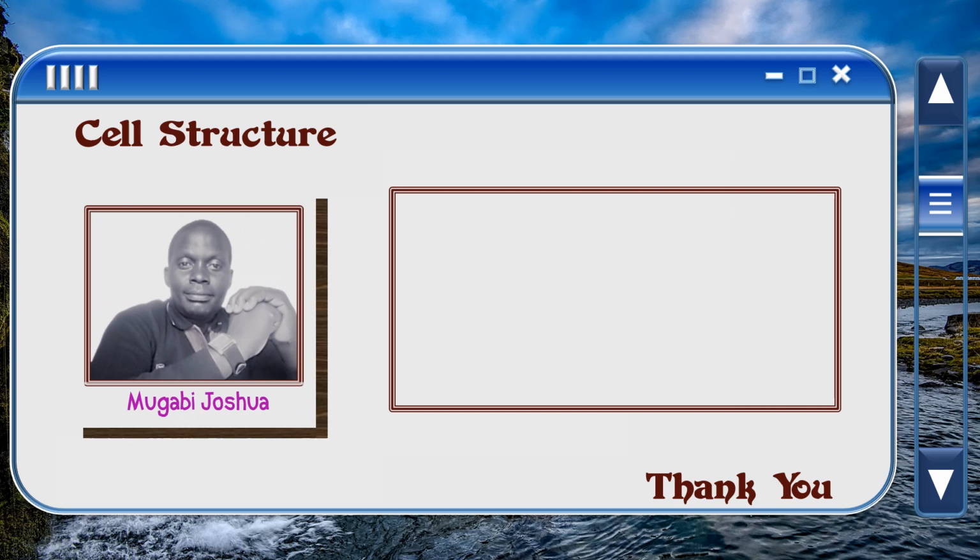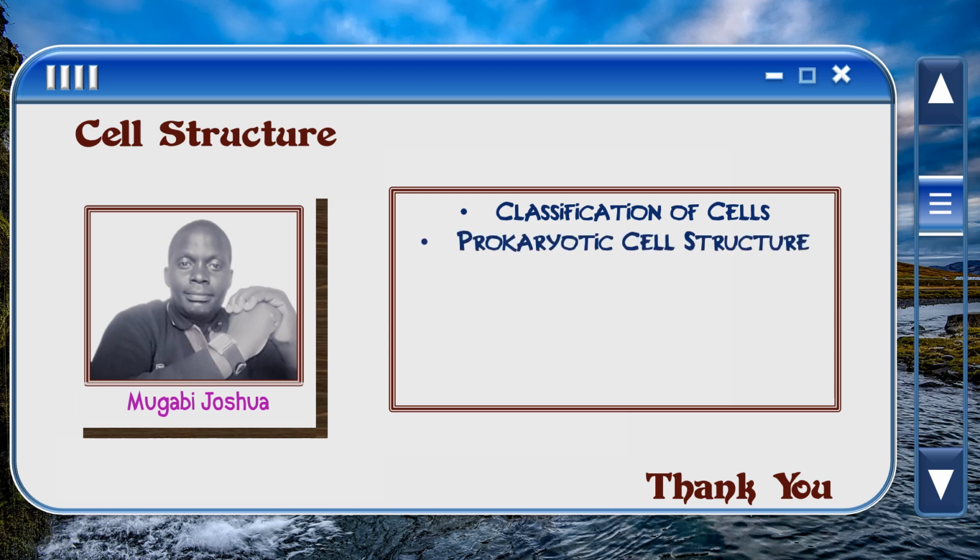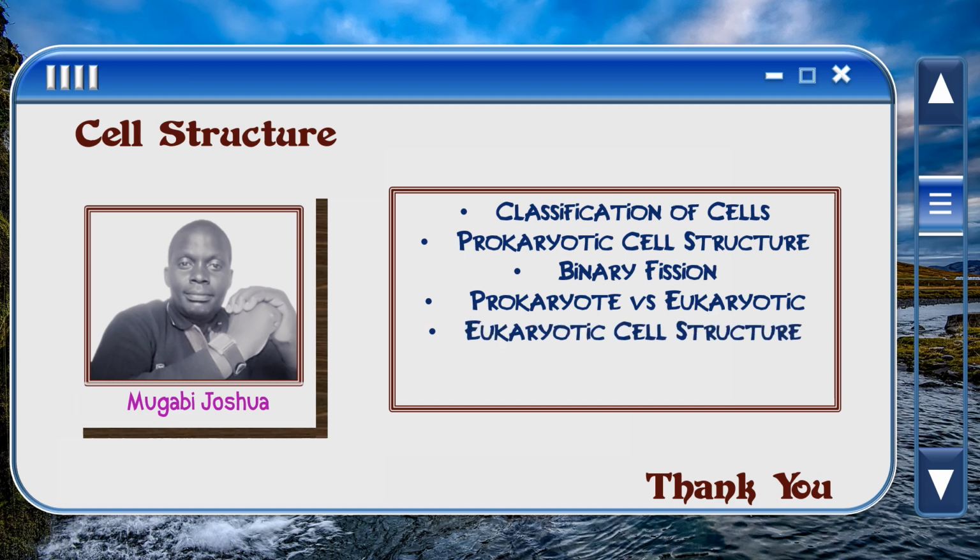Thank you for participating. Today we have looked at classification of cells. We have looked at prokaryotic cell structures, binary fission. We have seen the differences between prokaryotes and eukaryotes. We have talked about eukaryotic cell structure, the organelles, and the differences between plant and animal cells.